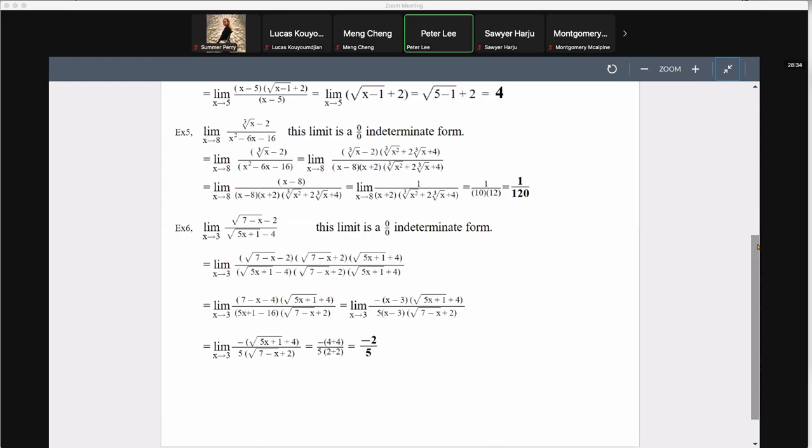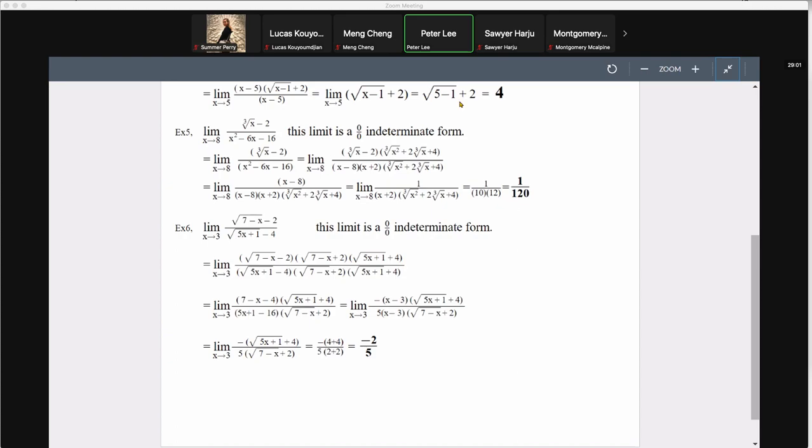So what is this? It is going to be this right here. When you plug it in, you get 0 over 0. That's a problem. Now, we see a square root in the numerator, and we also see a square root in the denominator. What do we do in this case? Do you multiply the top and the bottom by the square root conjugate of the numerator, or do you multiply by the square root conjugate of the denominator? So, what do we do?